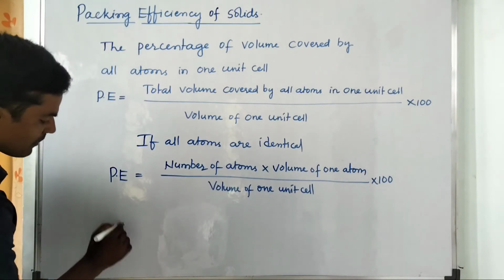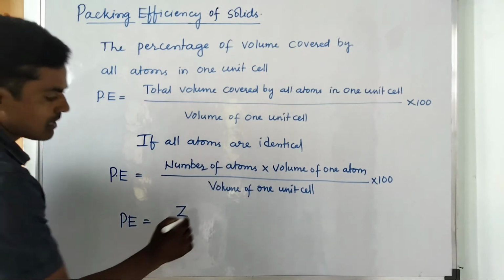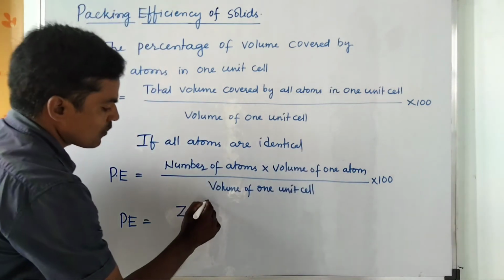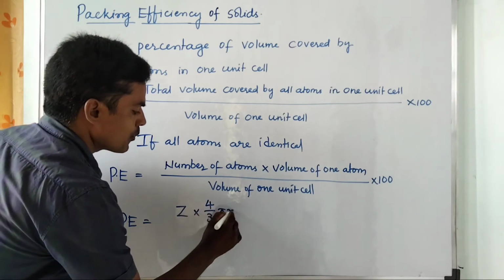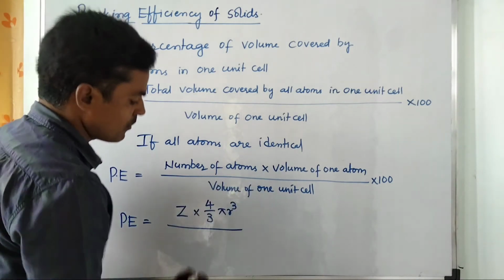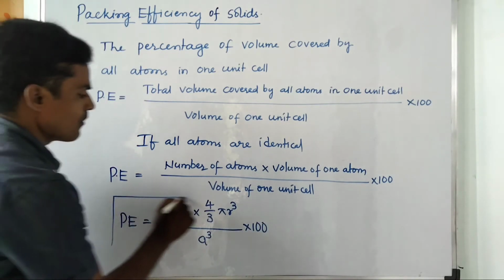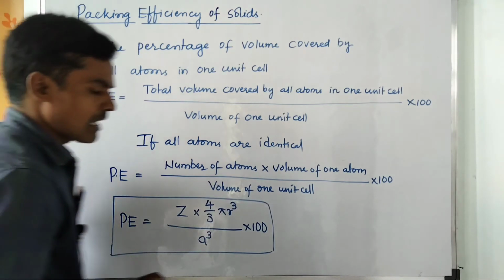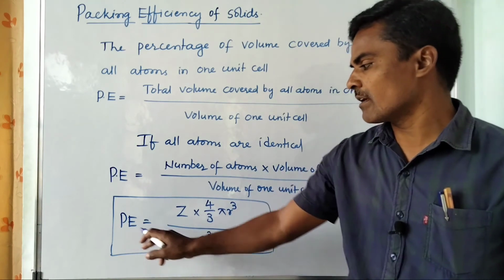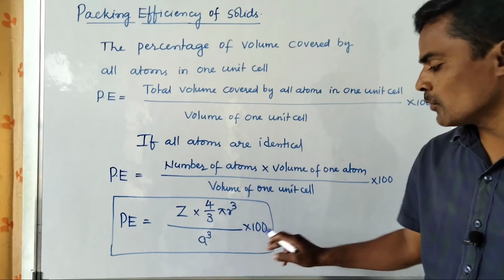Okay, so packing efficiency can also be written as, so number of atoms is said to be Z, capital Z, into volume of one atom or volume of one sphere, which is equal to what? So 4 by 3 pi r cube. So this is volume of one sphere or volume of one atom upon volume of one unit cell, which is a cube, into 100. Okay, so this is the formula which is useful for the calculation of packing efficiency of various unit cells. So packing efficiency equals Z into 4 by 3 pi r cube upon a cube into 100.